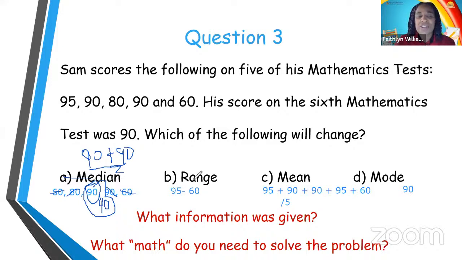What about the range? Looking at it, still we have 95 as the largest and 60 as the smallest. So again, this one won't change.